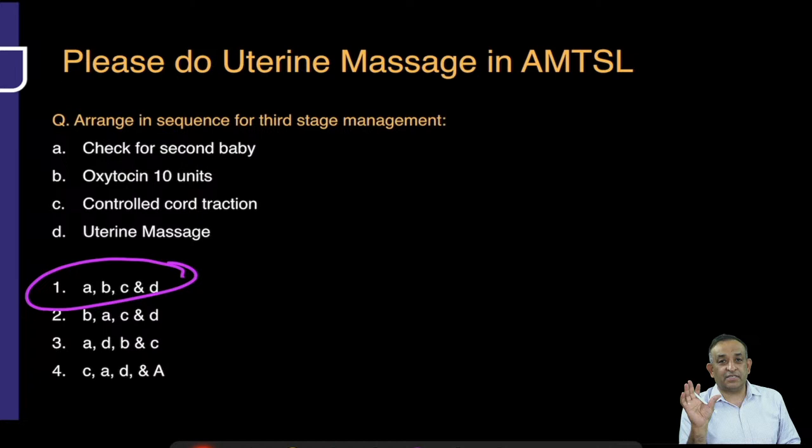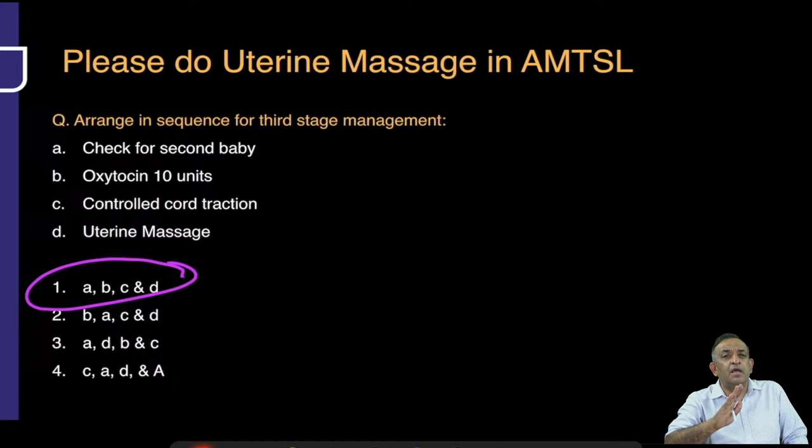But aren't you saying delayed cord clamping? Yes, aren't you saying that? So early cord clamping and delayed cord clamping are not the most important part of active management of third stage of labor. This MCQ has also come once, in the PG entrance exam at PGI Chandigarh. They asked which of these is not a very important part of active management of third stage of labor.